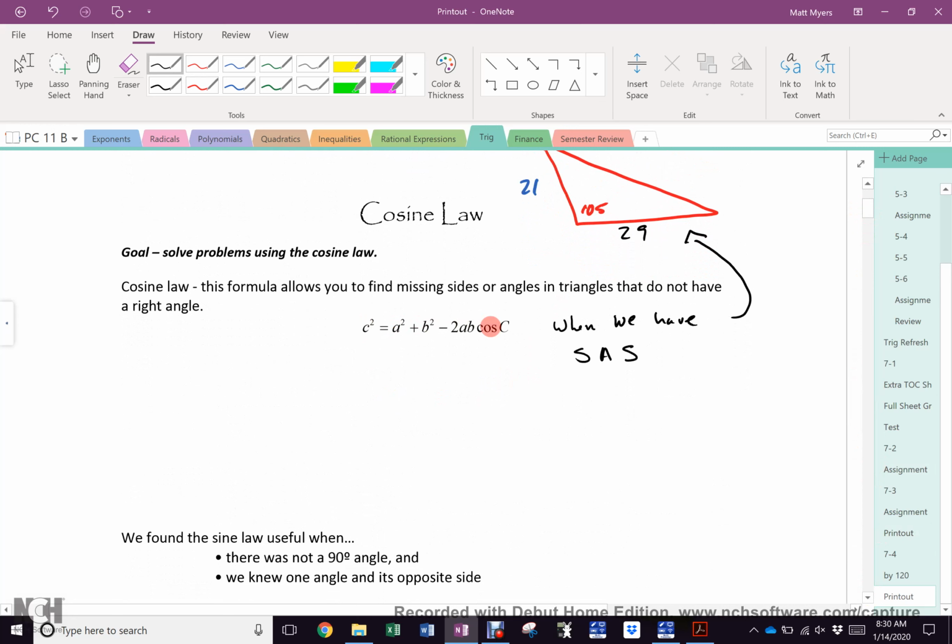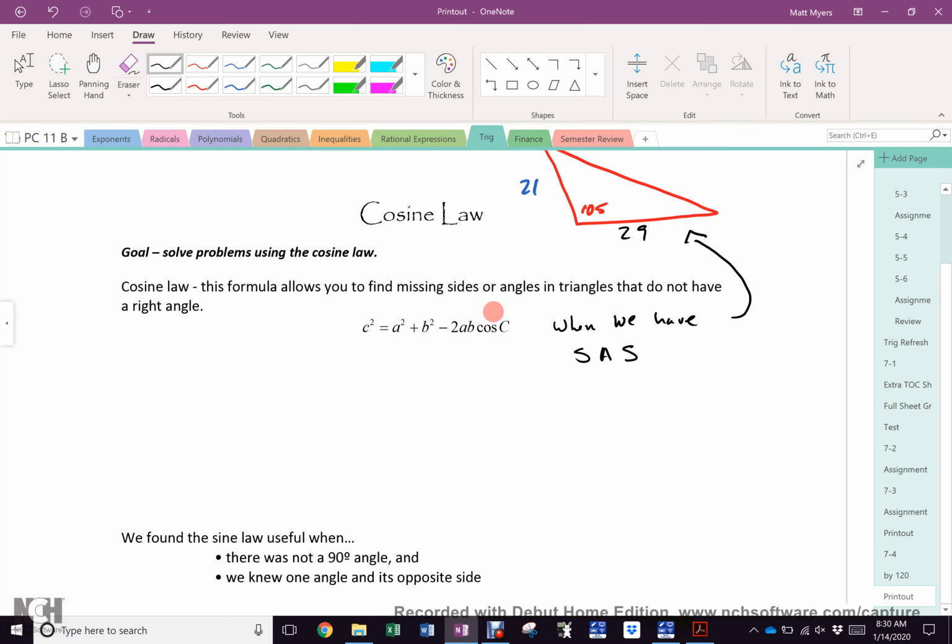What will this find me right now? A side or an angle? A side. How do you know it's going to find me a side? Because it's a small c, right? Now, you'll also notice that it will find me the square of the side, so what do you have to do at the end? Square root.